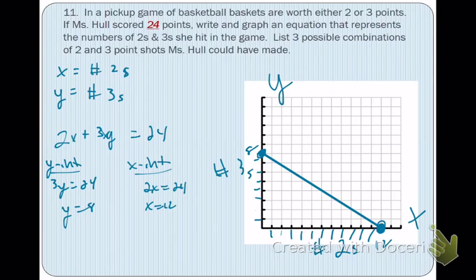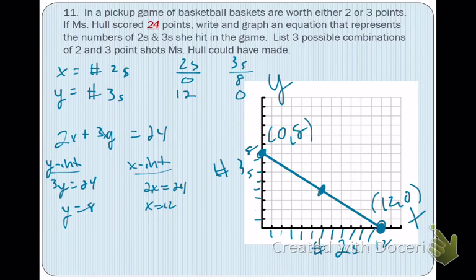Okay? Now, possible combinations. What does this mean? Well, this point is 0, 8. The x-intercept point is 12, 0. That means that these are 2s, these are 3s, she could have hit 0 2s and 8 3s. Or she could have hit 12 2s and 0 3s. So really any point on this line should give us a combination of 2s and 3s, including this point right here, which goes through a grid corner.